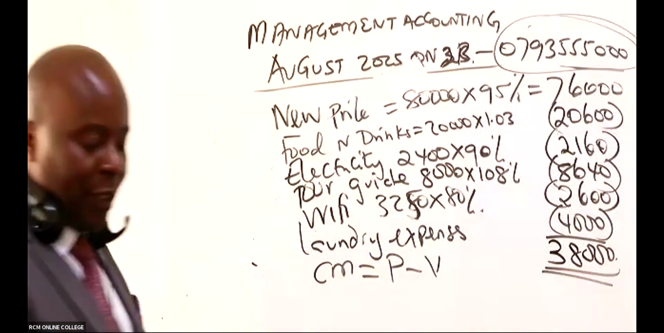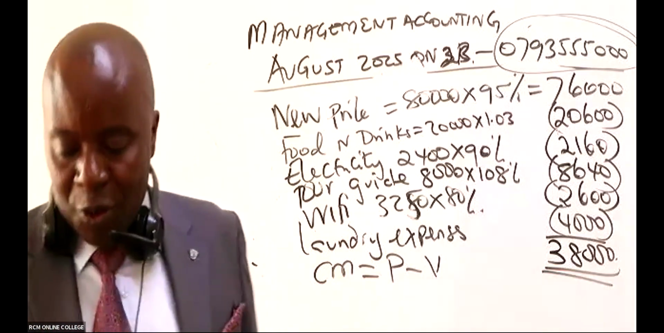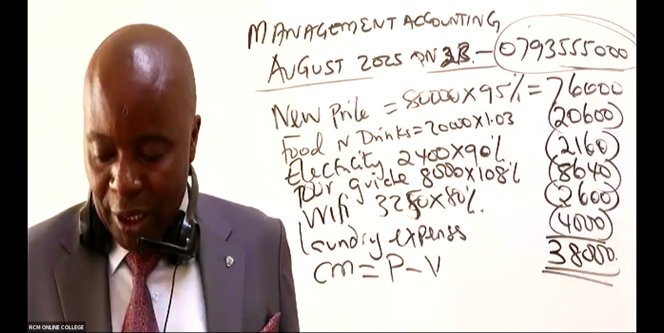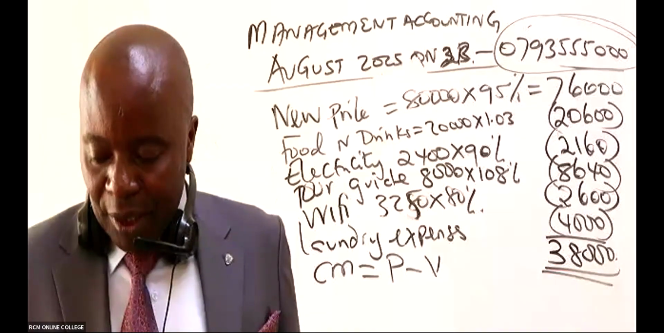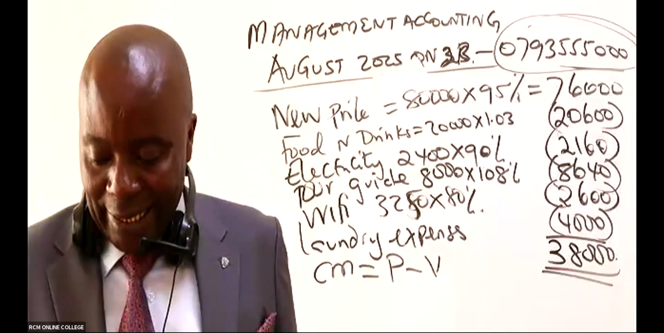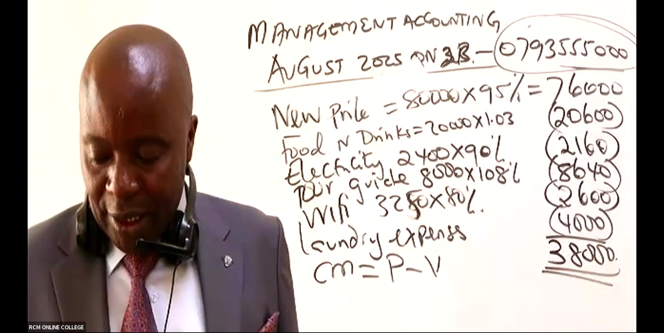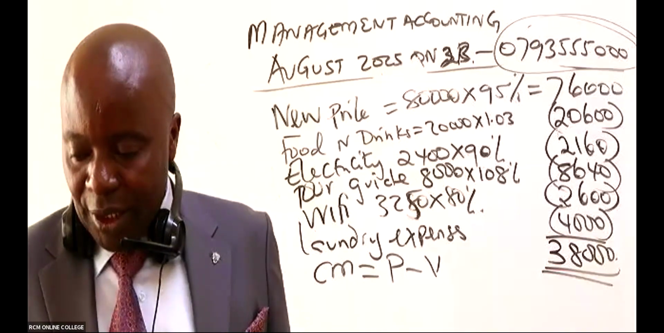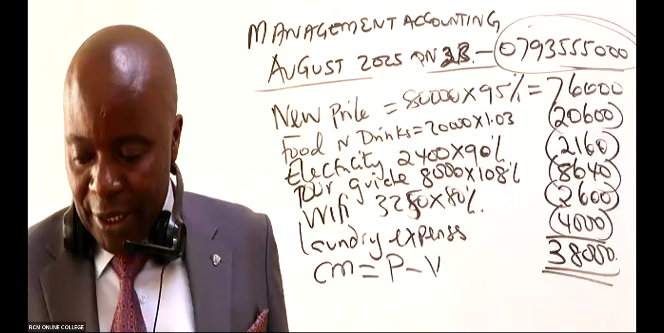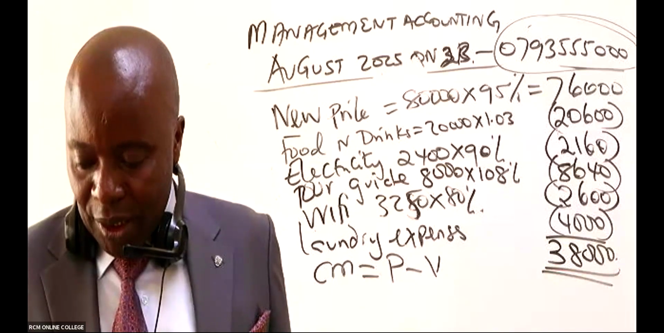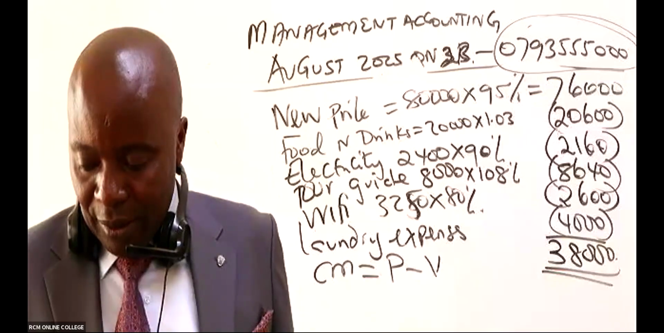Now, ladies and gentlemen, after that, in this case, don't forget what your examiner wanted you to do is to give him or her the number of guests required to break even. This was the first requirement for this question. Easy.